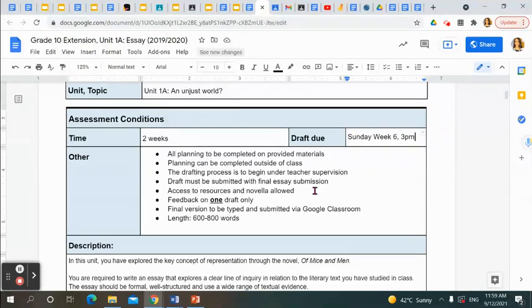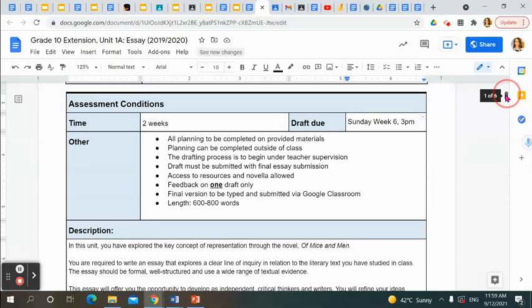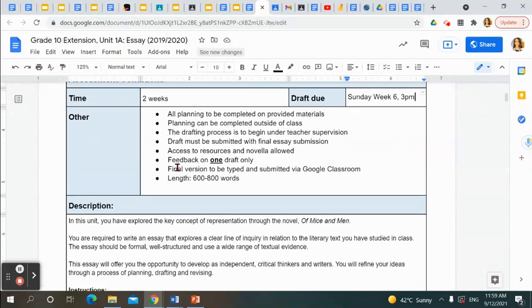You do have access to resources, and when we say resources, we mean things like dictionaries, thesaurus, books, or also I'm going to give you a book that helps you with your vocabulary and your sentence and paragraph structure as well. And obviously you have access to the novella, which is Of Mice and Men. You are only allowed to have feedback on one draft, so you are only allowed to get written feedback from me once. Your final version must be typed, not written by hand, and you need to submit this to Google Classroom. The length of this essay is 600 to 800 words, okay?